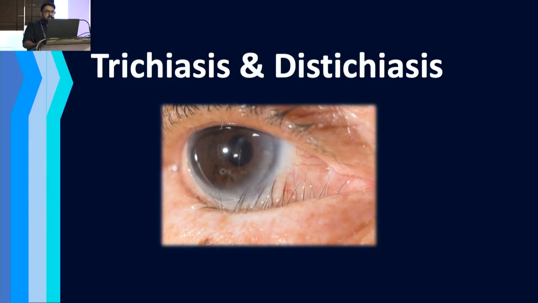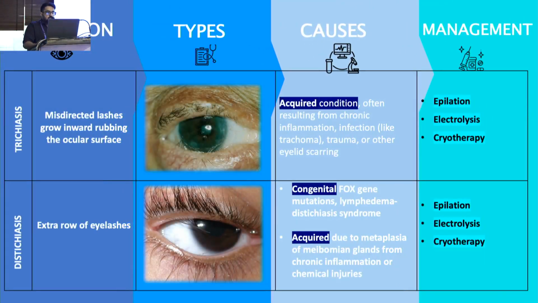The next one is trichiasis and distichiasis. Trichiasis is misdirected lashes growing inward, rubbing the ocular surface. This is usually an acquired condition, usually following cases like trachoma, trauma, or other eyelid scarring. Distichiasis usually presents with an extra row of eyelashes. Usually, a few of them are congenital. Some of them are acquired due to the metaplasia of meibomian glands from chronic inflammation or chemical injuries. The treatment is epilation, electrolysis, and cryotherapy. In a few cases where this condition occurs due to entropion and ectropion, you will have to go for lid correction surgeries.